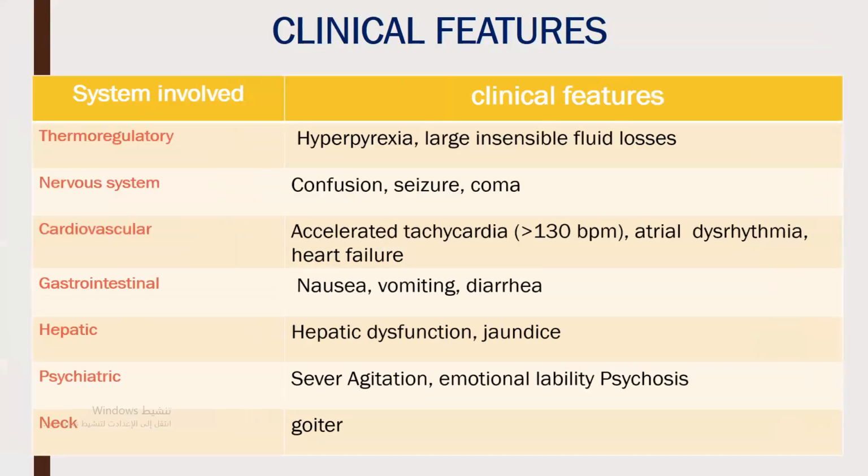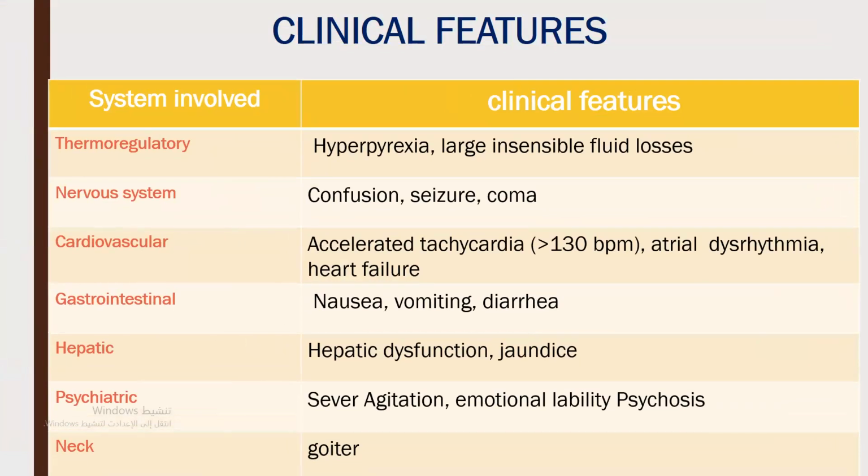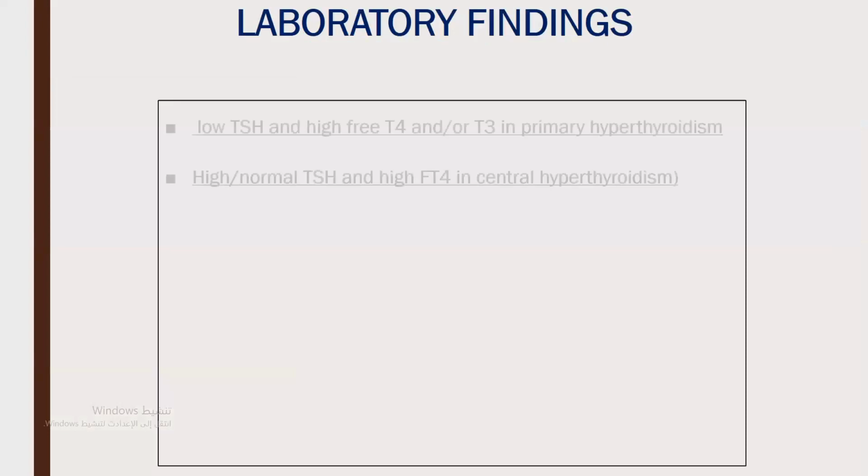What are the expected clinical features? We may see symptoms related to the thermoregulatory system like hyperpyrexia and large insensible fluid loss. Nervous system: confusion, seizure, coma. Cardiovascular: accelerated tachycardia, more than 130, atrial arrhythmia, heart failure. Gastrointestinal symptoms including nausea, vomiting, and diarrhea. Hepatic dysfunction, jaundice. Psychiatric: severe agitation, emotional lability. And maybe we are seeing goiter also.